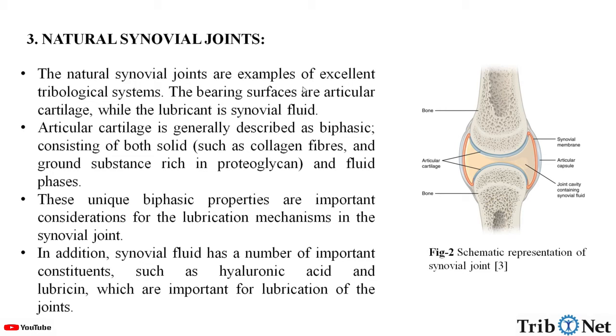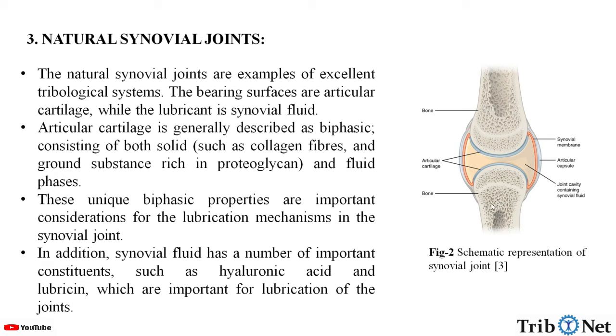The natural synovial joints are examples of excellent tribological systems. The bearing surfaces are articular cartilage, while the lubricant is synovial fluid. Articular cartilage is generally described as a biphasic material consisting of both solid, such as the collagen fibers, and ground substance rich in proteoglycan and fluid phases. These unique biphasic properties are an important consideration for the lubrication mechanisms in the synovial joint. In addition, synovial fluid has a number of important constituents such as hyaluronic acid and lubricin, which are important for the lubrication of the joints.